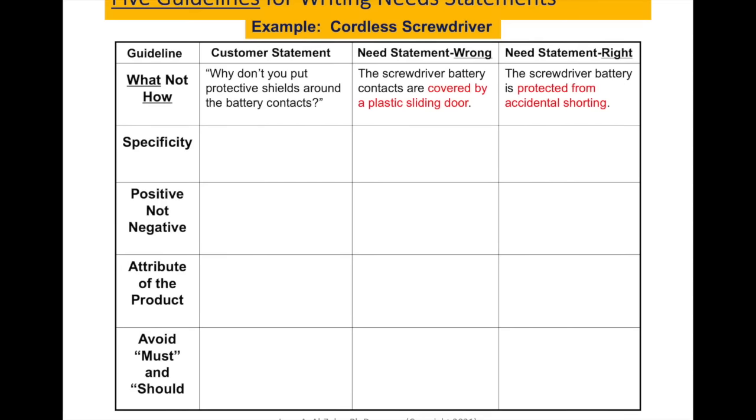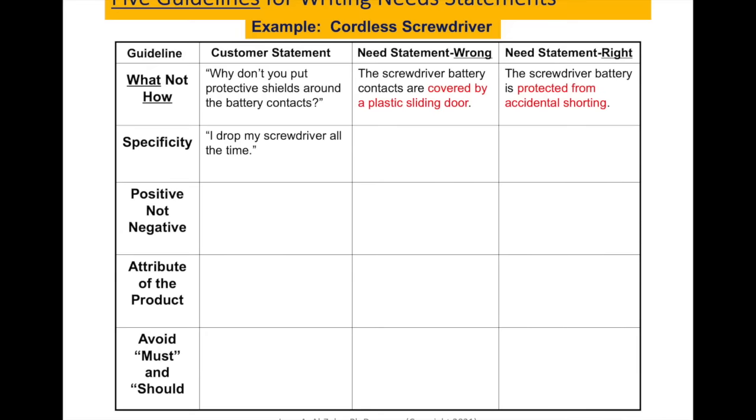The right way to write the need statement is by saying the screwdriver battery is protected from accidental shorting. The second example, so let's say one of the customers says, I drop my screwdriver all the time. How can we translate this into a need statement? It's just like an art, right? And it needs practice. But the more you do it, the better you get at doing it.